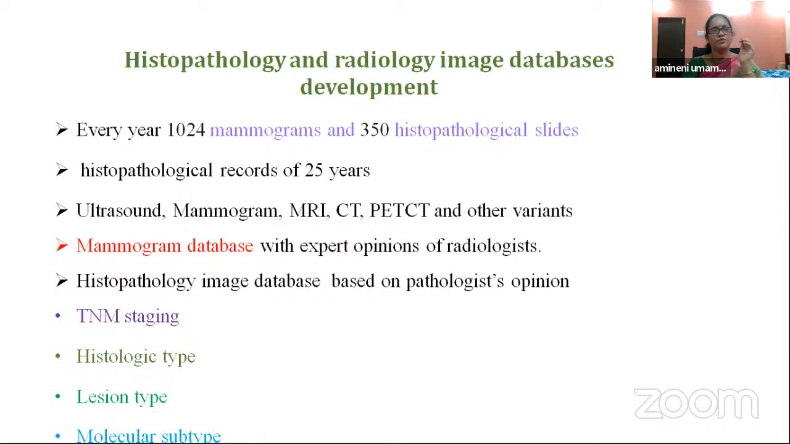In radiology, we have mammograms, CT scans, PET scans, ultrasound, everything is available in SWIMS. And every year, we get 1,500 new breast cancer patients to the hospital. So every year, we get more than 1,000 mammograms and 350 histopathological slides, and we have 25 years of data, and we will develop a database.